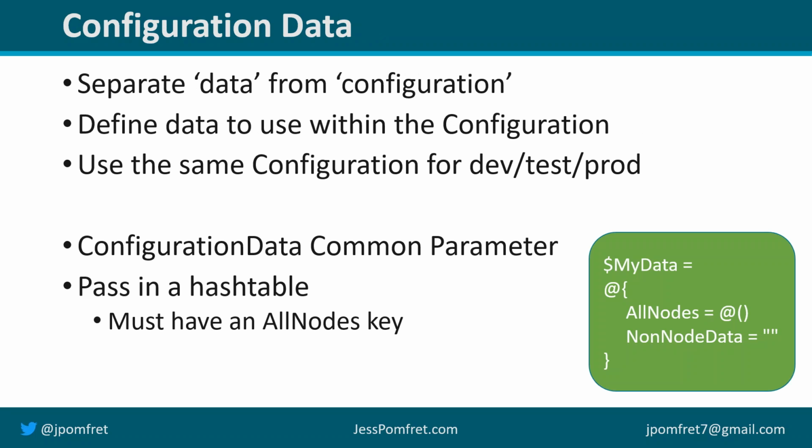So configuration data is what we're probably going to use in the real world. We want to separate the data from the configuration. And when I say data, I mean like server names, folder paths, stuff that might be different on each server or within each environment. This allows us to use the same configuration document for different environments or different servers, but then just changing the data that we pass into it. So this configuration data is a common parameter on any configuration function or command, and we're going to pass in a hash table. You can see an example in the bottom right-hand corner. It has to have an all nodes key, but then you can also include non-node data or any extra data you want to pass in.